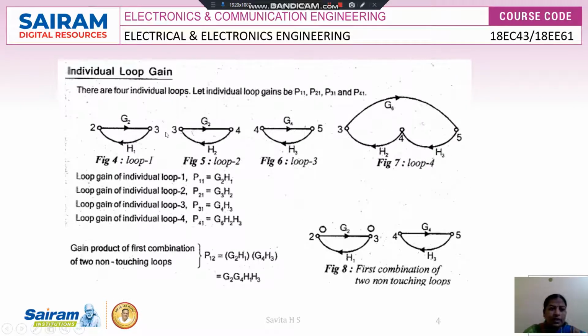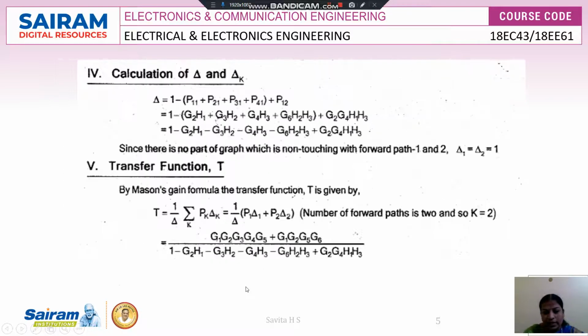Now to find the individual loops, we'll get 4 individual loops. The first one is G2H1, the second one is G3H2, the third one is G4H3, and the next one is G6H3H2. So like this we'll get 4 loop values. And here the gain product of the first combination of two non-touching loops: you can see in the diagram that loop 1 and loop 3 are non-touching. So I can write the product of these two, that is G2 into H1 and G4 into H3, so I can write G2, G4, H1, H3.